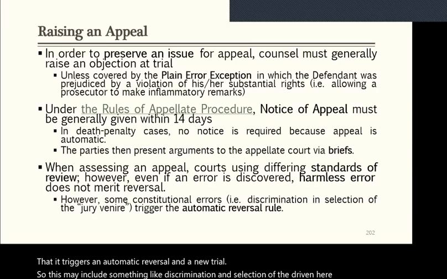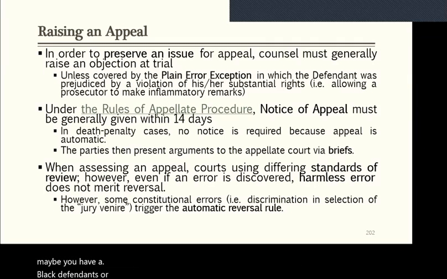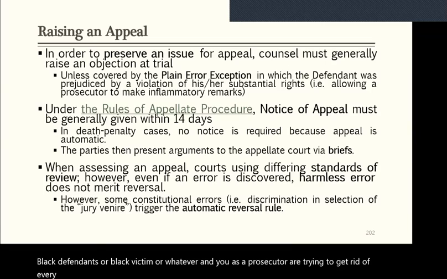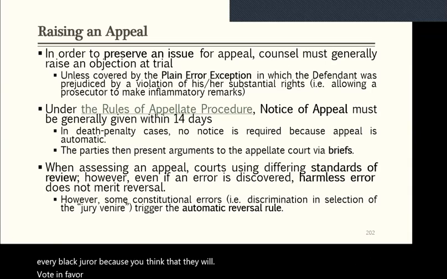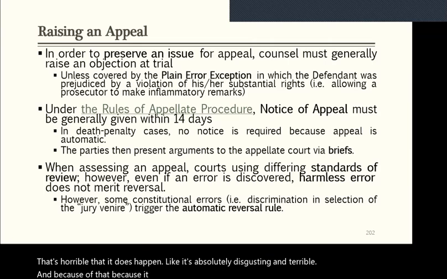So maybe you have a Black defendant or Black victim or whatever, and you as a prosecutor are trying to get rid of every Black juror because you think that they will vote in favor of the person on trial just because of the color of their skin. That's horrible, and it does happen. It's absolutely disgusting and terrible.